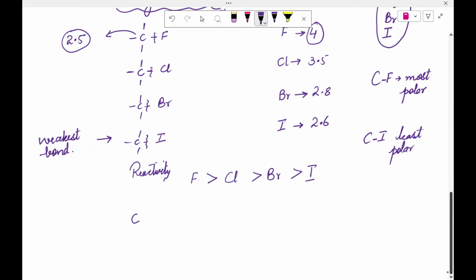Electronegativity: do we have to memorize these values? 4, no, no, no. 3.5, 2.8, 2.6. Basically, you will be given this electronegativity table, so there is no need to memorize them.